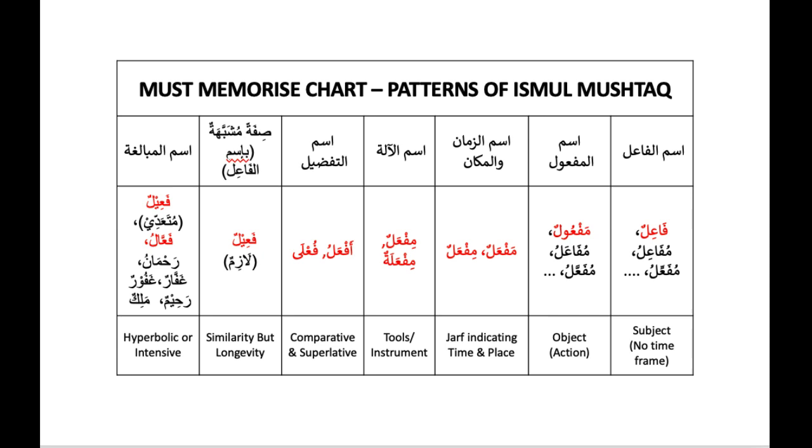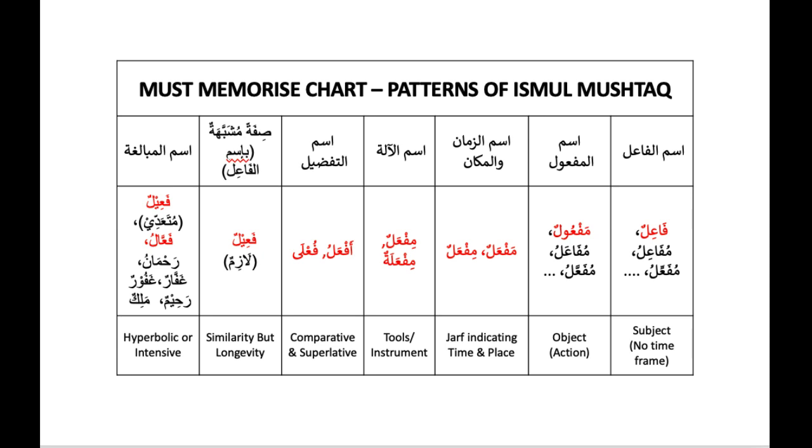Ismu zarf or ismu zaman wal makan. There are two patterns and they are maf'alun, mif'alun. Zarf indicating time and place. Ismu ala, it means tools or instruments. The patterns are mif'alun, mif'alatun. Ismu tafdil, af'alu, fu'ula. They are used as comparative or superlative isms.